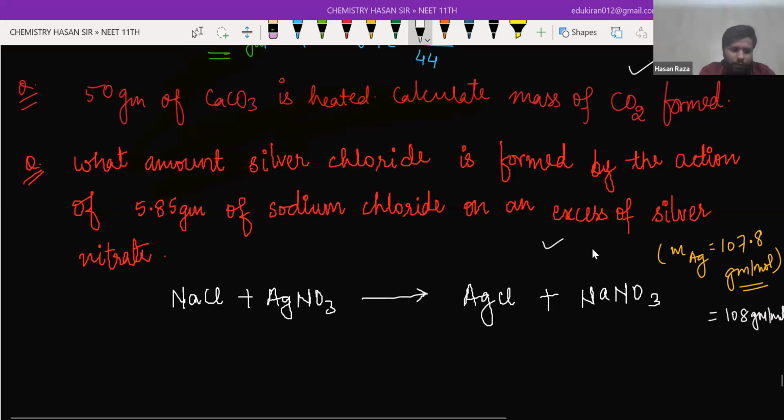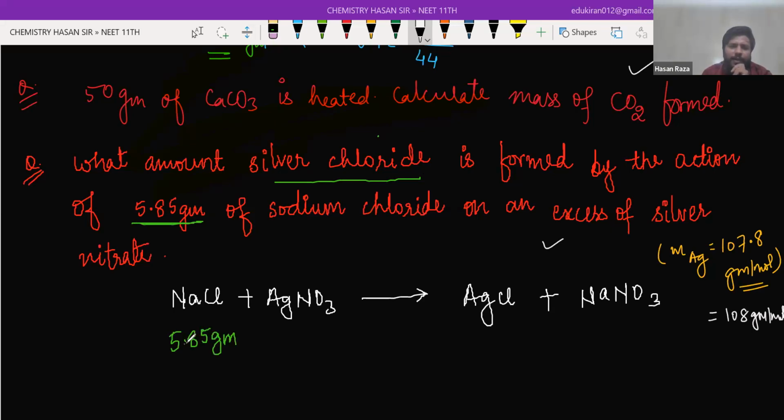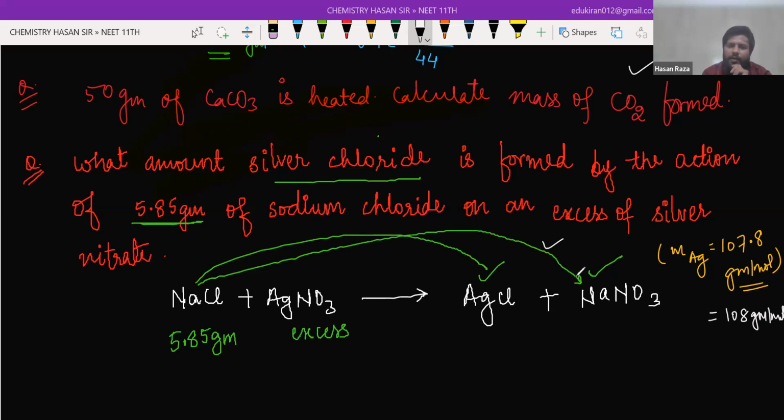Okay. Yeah, I'm going to show you. Very easy it is. First, you are going to write the reaction like this. On the left part of the screen I'm not able to write, so I'm going to use annotate, which will not look good, but it's okay. In the question we need to calculate the mass of silver chloride formed by the action of 5.85 gram. This is 5.85 gram, and this is in excess. That means the product formation will take place according to NaCl because it is your limiting reagent.